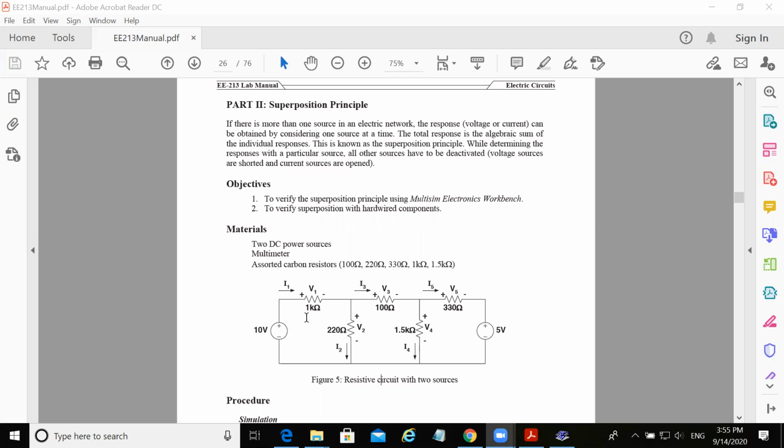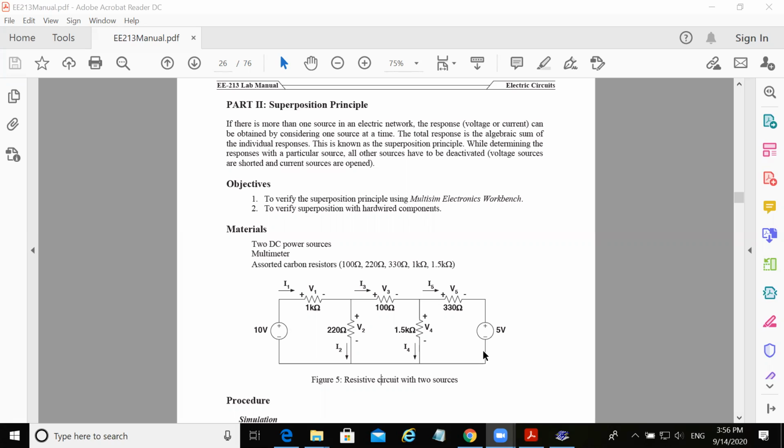Then find V1 again, that is due to the 5 volt source only. When I say 10 volt source only, I mean that there should not be the 5 volt source. The 5 volt source should not be connected. And when I say find V1 using the 5 volt source only, it means only the 5 volt source should be present in the network. All other sources should be removed.